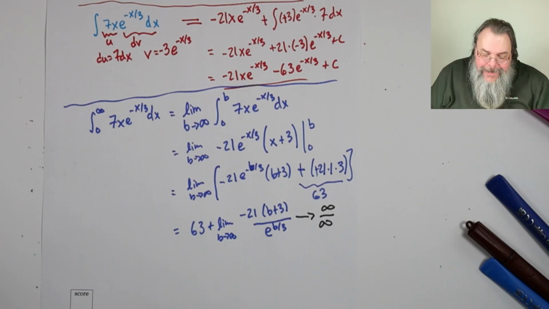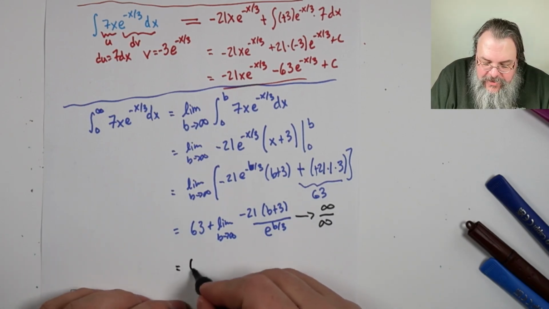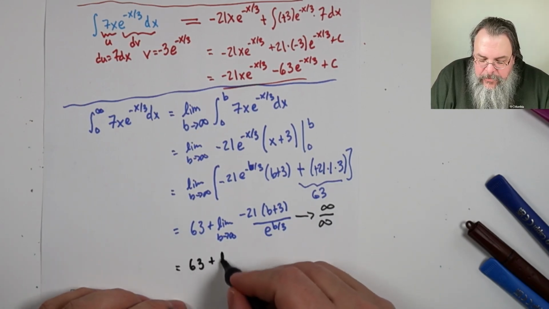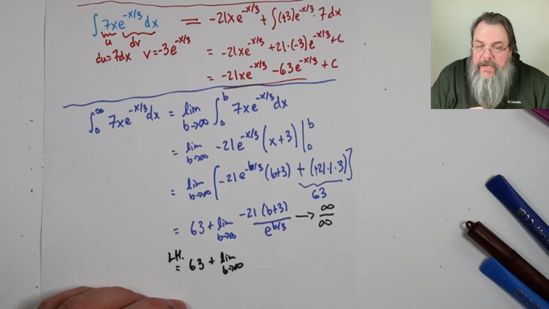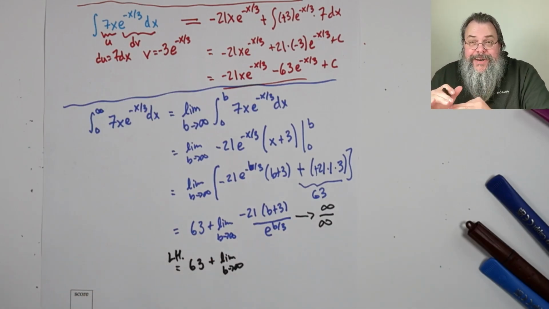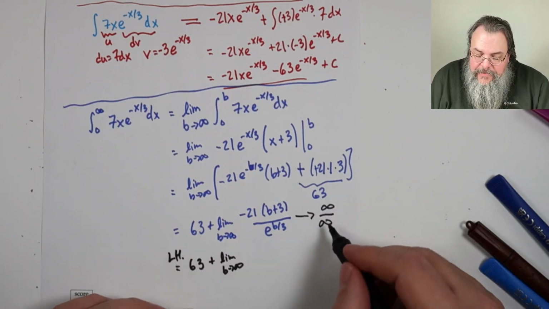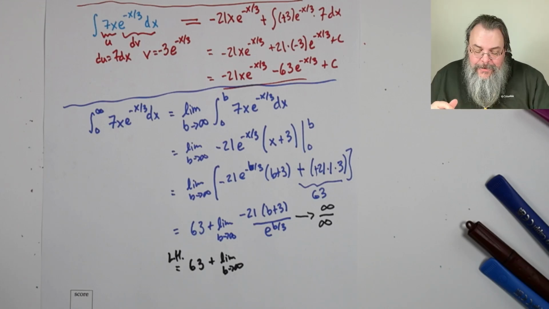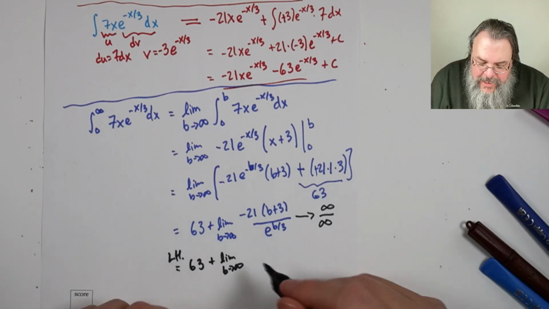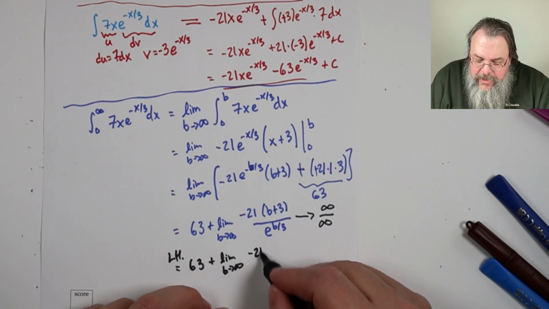Okay, so we have our 63. Plus, we have our limit as b goes to infinity. We're doing a L'Hopital, so we mark it. Mark that you're doing L'Hopital. Indicate you have some sort of infinity over infinity or 0 over 0. Make sure you show it because they're looking for it. You want to get the points. You want to get all the points.